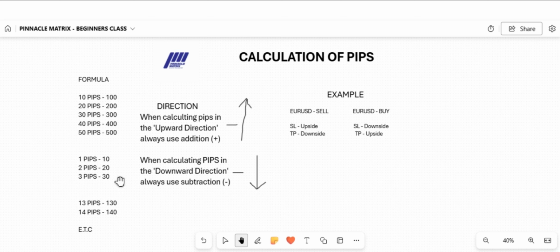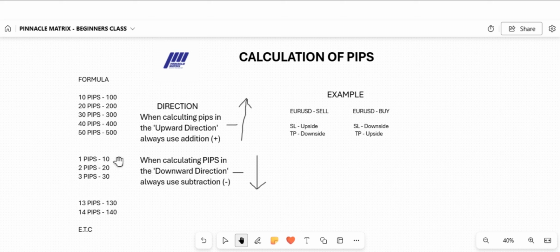But from this formula, I definitely feel you should be able to understand how we can calculate other pips. For instance, if we say calculate 85 pips, you should know it's 850. If we say calculate 57 pips, you should know it's 570, and so on and so forth. So have this formula at the back of your mind. Then understand these other concepts too.